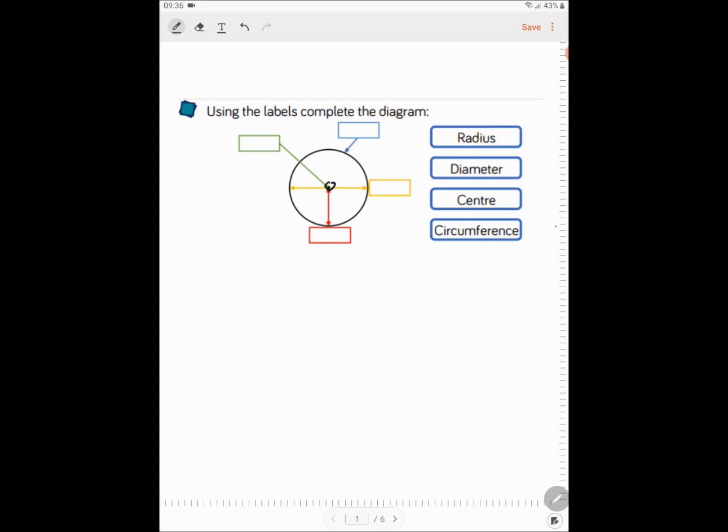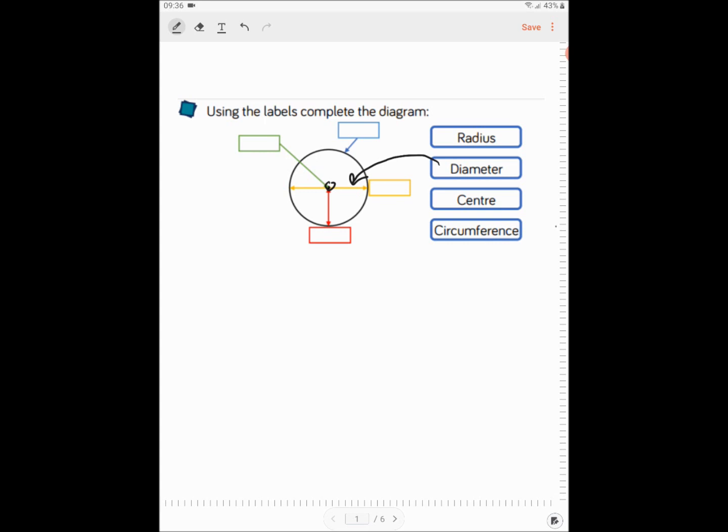Now, when we're thinking about diameter and radius, which are the two new words, they are very much linked. So if we're thinking about the diameter, it is this line here. It is the line that goes across the centre of the circle from side to side. So it crosses the entire width of the circle, but the line must go through the centre point. If it doesn't, then it isn't a diameter.